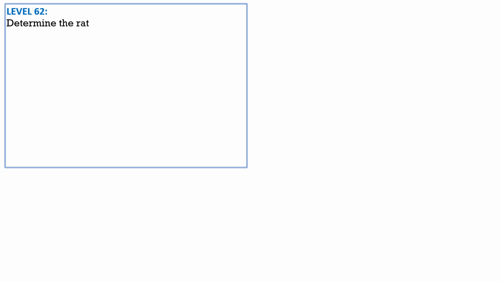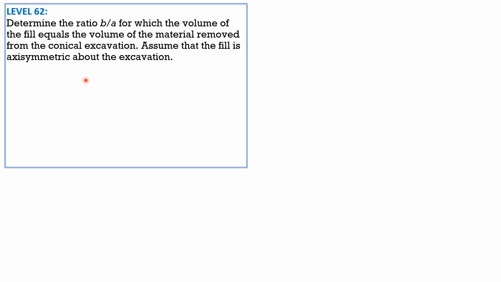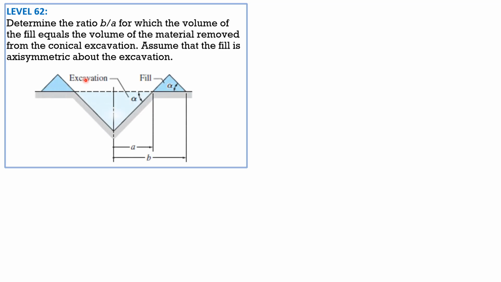Problem 62: determine the ratio B over A for which the volume of the fill equals the volume of the material removed from the conical excavation. Assume that the fill is axisymmetric about the excavation. So that's why we have here alpha and alpha here. So take note that this is the cross section of the excavated material from this conical excavation.